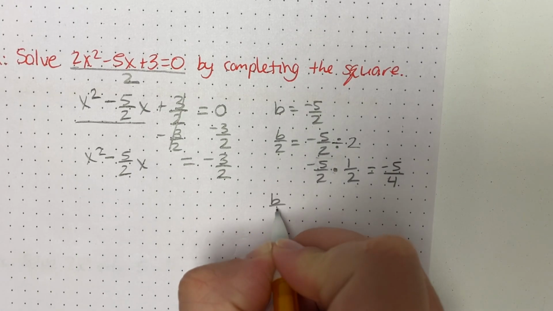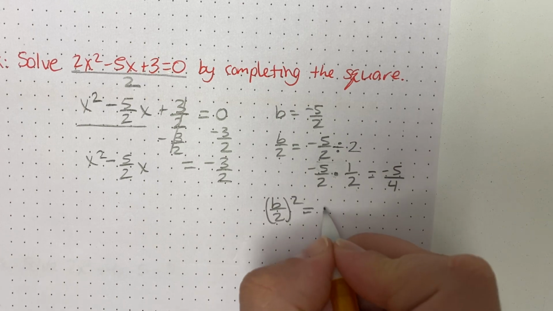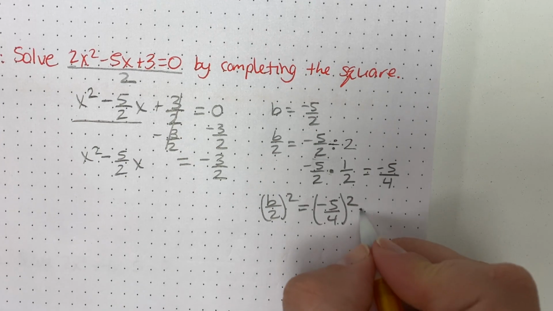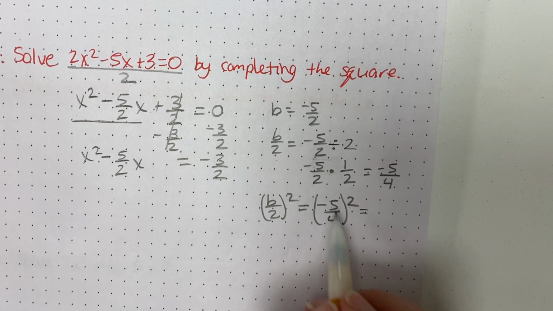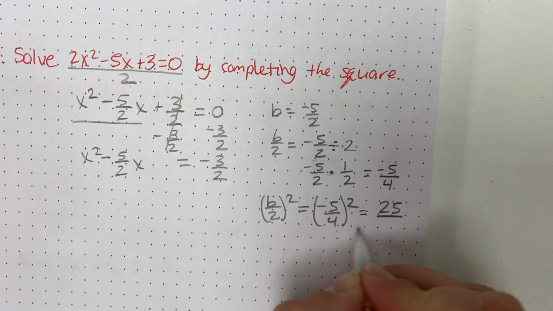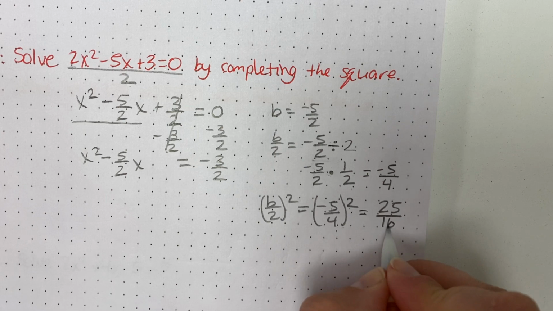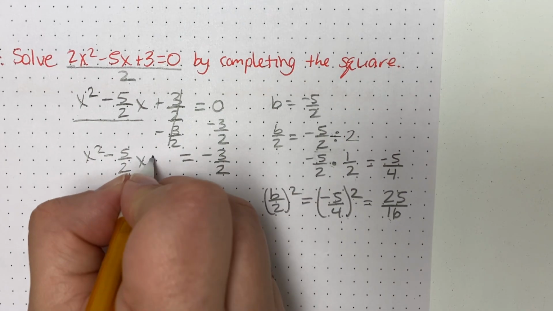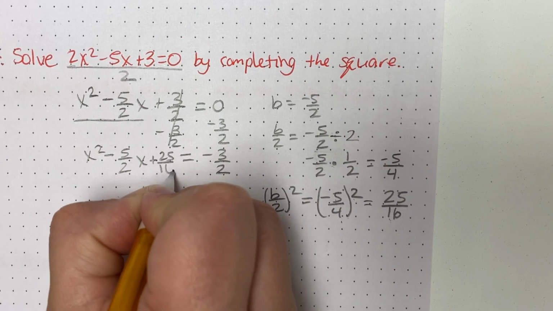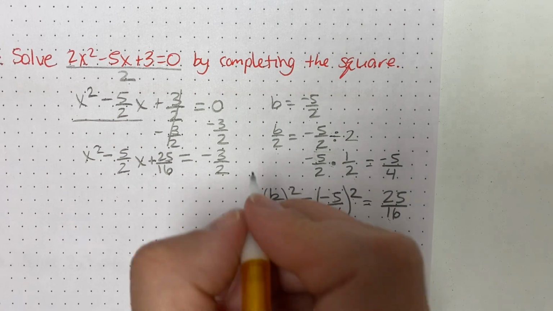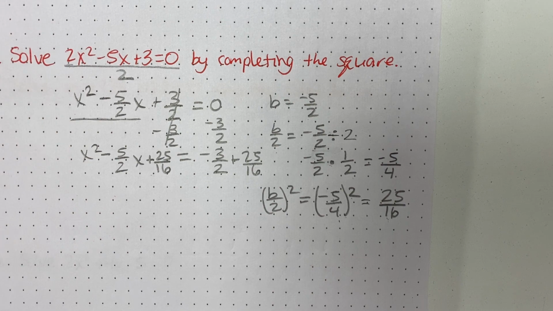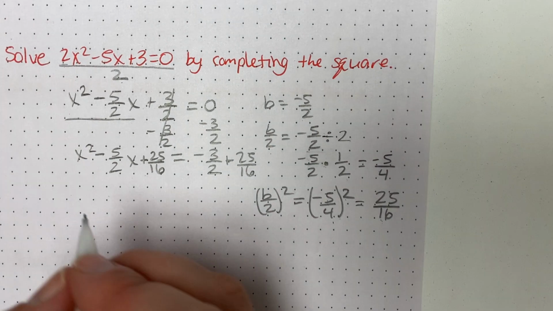Now I need to take that 5 over 4, and I need to square it because that's the next step. Okay. When I square it, I'm squaring the top and the bottom. So negative 5 squared is 25. 4 squared is 16. And this is my squared answer. It is nice and ugly, but it's okay. So 25 over 16, if I add it to one side, it also needs to go on to the other side. Good thing we have smart calculators.